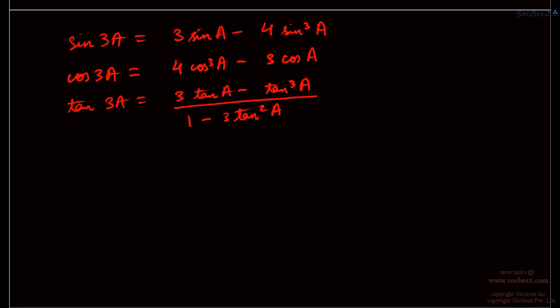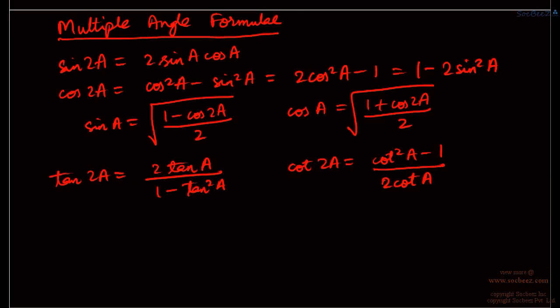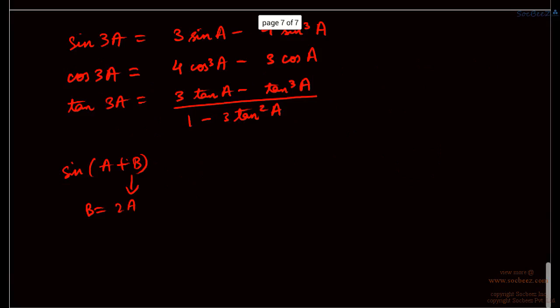Now these equations are also very important, and it's very easy to derive them as well. All you have to do is, in the formula for A plus B, put B equal to 2A, and we are aware of the functions sin 2A, cos 2A and tan 2A. So from these formulae, sin 2A is 2 sin A cos A, and then cos 2A similarly, we can get these functions very easily.